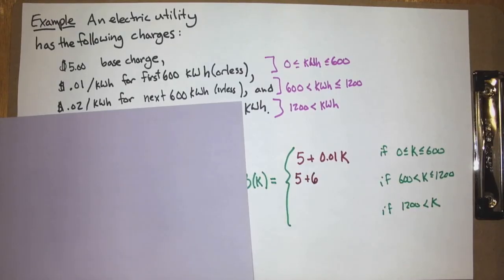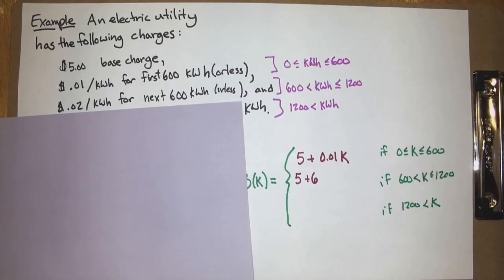Now we could just write that as an 11, but I'm just separating this so we can see where it's coming from. And then we have the additional kilowatt hours. So we're between 600 and 1200. How much will that cost us? Is it 0.02 K? Okay, it's not 0.02 K, but you're in the right ballpark.